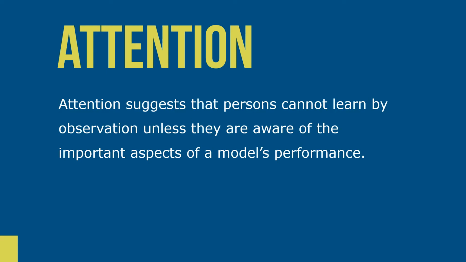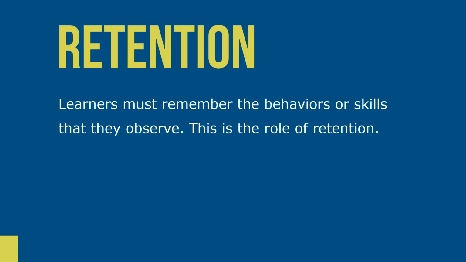Learners must be aware of the skills or behavior they're supposed to observe. The model must be clearly identified and credible. The learner must have the physical capability, sensory capability, to observe the model. Also, a learner who has successfully learned other skills or behavior by observing the model is more likely to attend to the model.